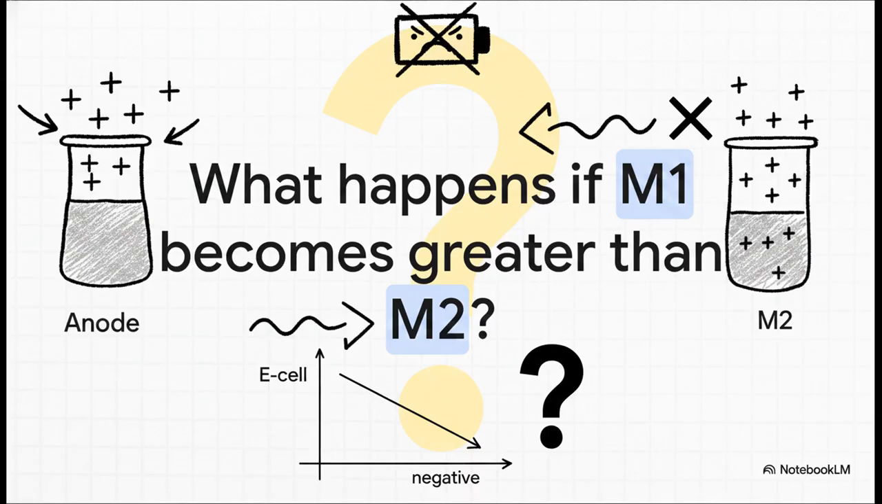But it raises a really wild question. If the forward reaction is dead, does the cell just give up and stop entirely? Or does the chemical universe literally throw that battery into reverse to find its balance? I'm going to leave you to chew on that reversal as you study.